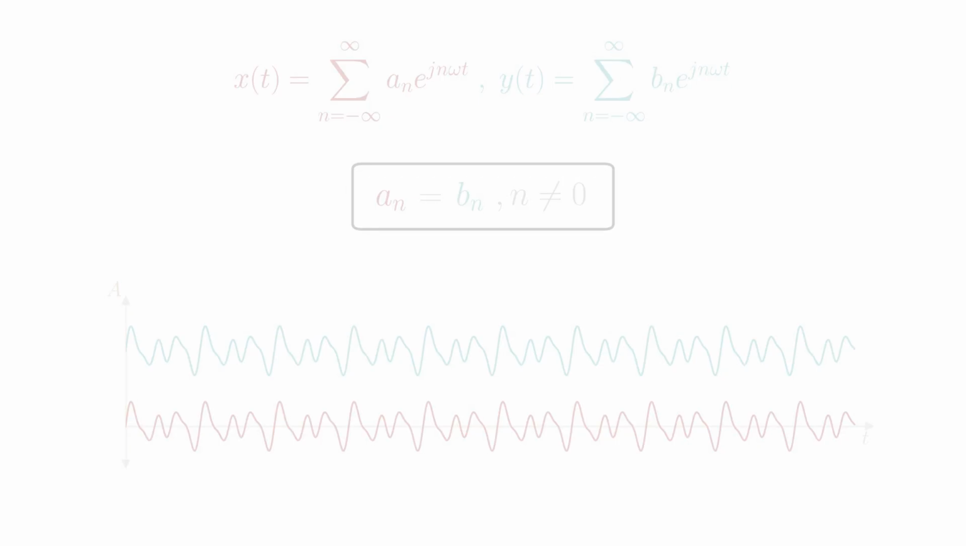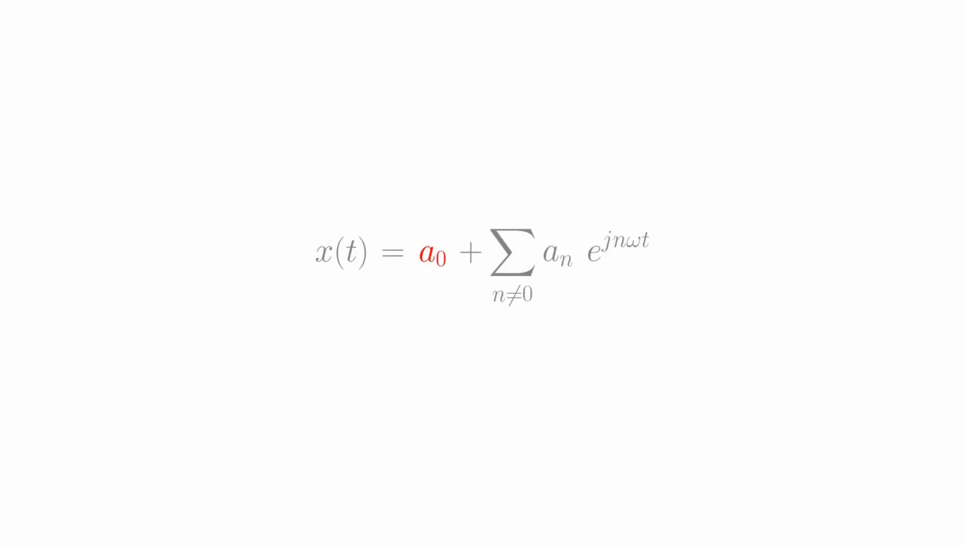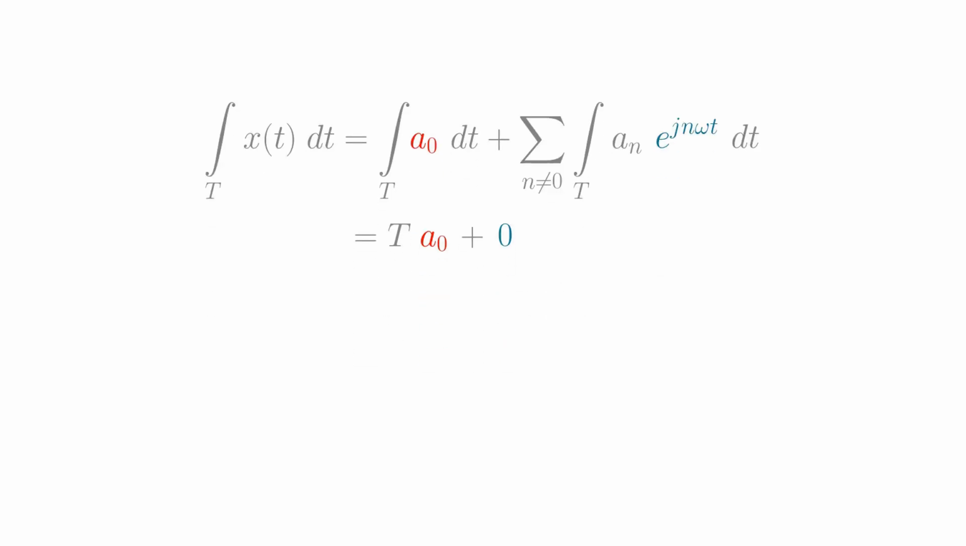Yep. We saw how to calculate the ANs. Now to calculate A0, we have to cancel the effects of all these complex exponentials. This can be done by simply integrating both sides over a single time period. So the constant term can be calculated like this.